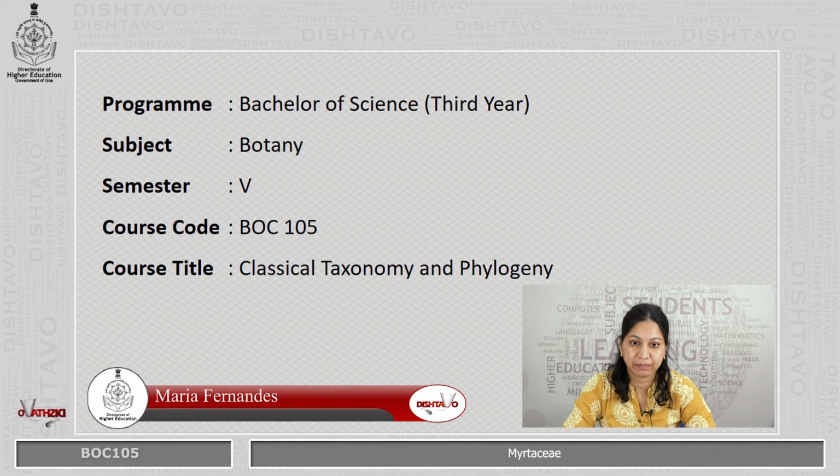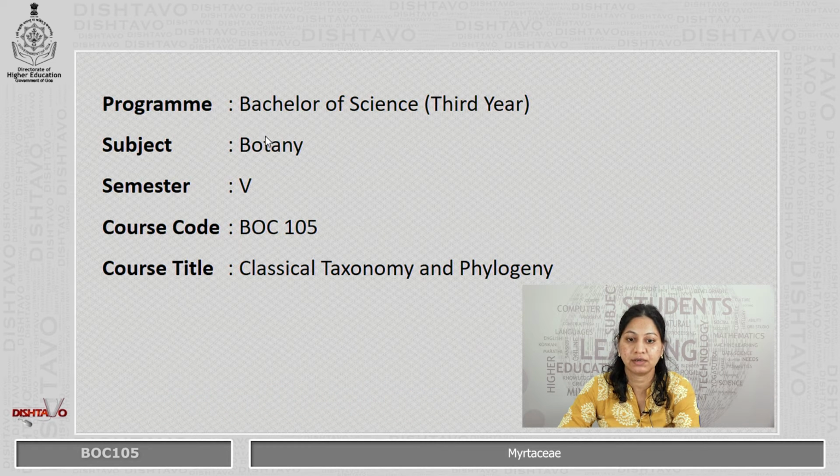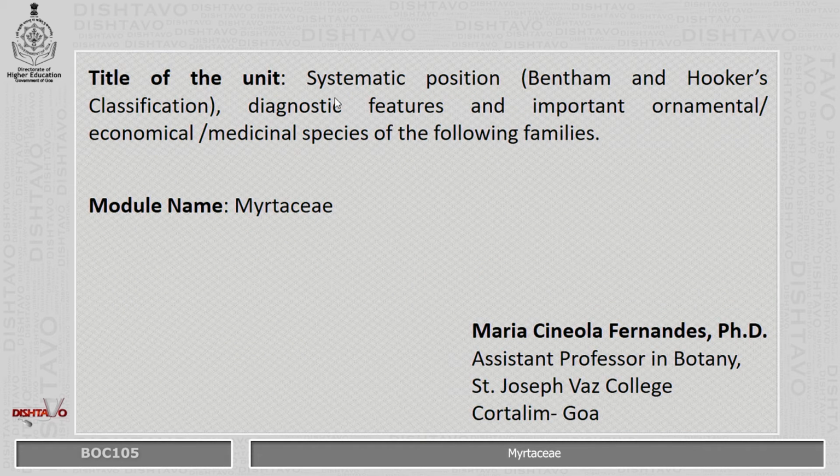Welcome to the program Bachelor of Science, 3rd year, Subject Botany, Semester 5, Course Code BOC 105, Course Title Classical Taxonomy and Phylogeny. Title of the unit is Systematic Position, Bentham and Hooker's Classification, Diagnostic Features and Important Ornamental, Economical, Medicinal species of the following families. We will study today the family Myrtaceae.